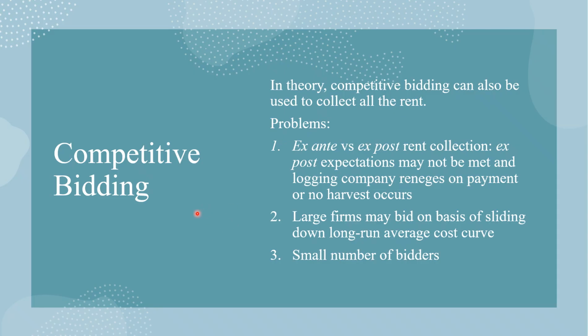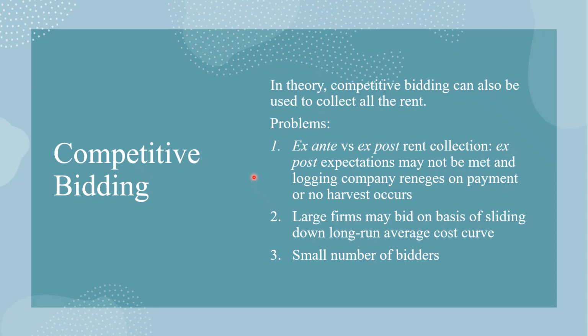Competitive bidding can be used to collect all of the rent. As I mentioned, it's used in the United States, and now it's used in parts of Canada as well. However, there are problems. There's the problem of ex ante versus ex post rent collection. Ex post expectations may not be met, and logging companies could renege on payments, or no harvest at all occurs. Large firms may bid on the basis of sliding down a long average cost curve so that their costs are much lower than that for the smaller firms, and thereby they are able to outbid small firms.